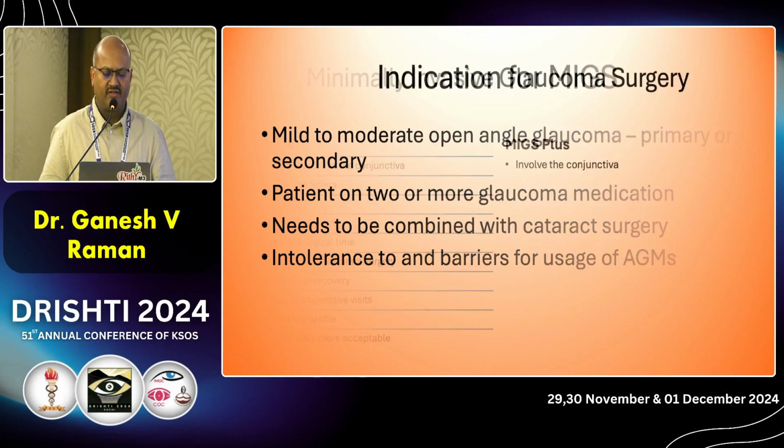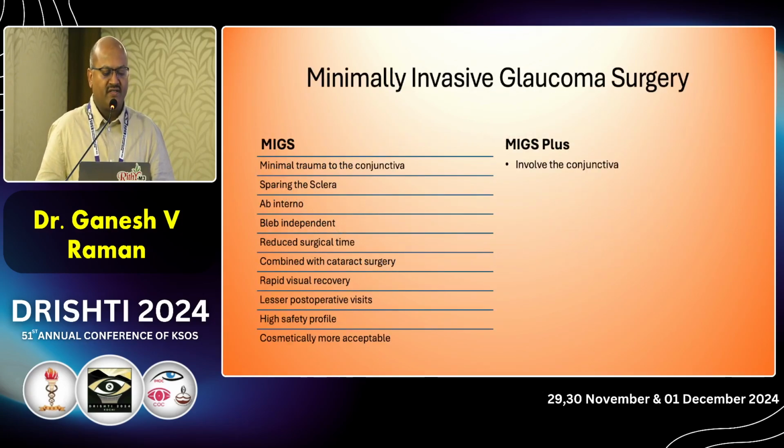So the main advantage is it's minimal trauma to the conjunctiva. It spares the sclera also, because you don't touch the sclera, and that's a very important structure when you want to do a conventional glaucoma surgery. It's an ab interno procedure, almost all of them are ab interno, and it's a bleb independent procedure. So you don't form a bleb, so there's no risk of mitomycin C related issues. It's a totally physiological procedure.